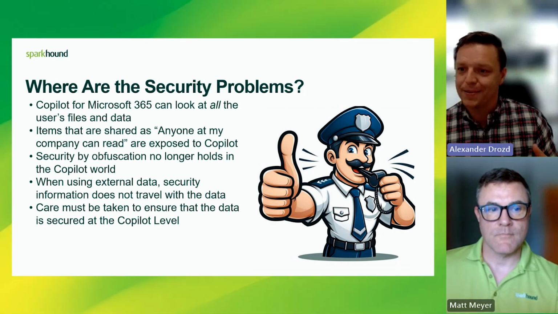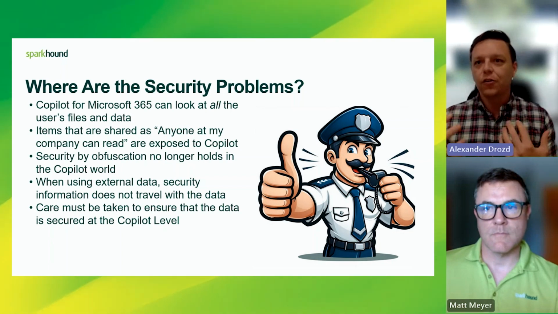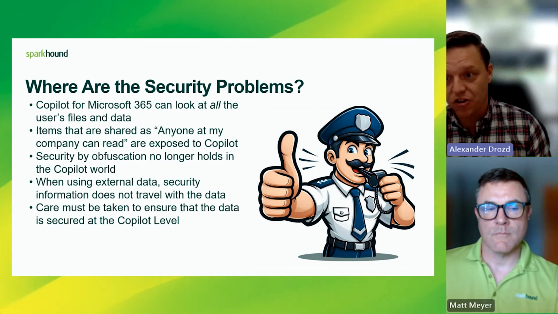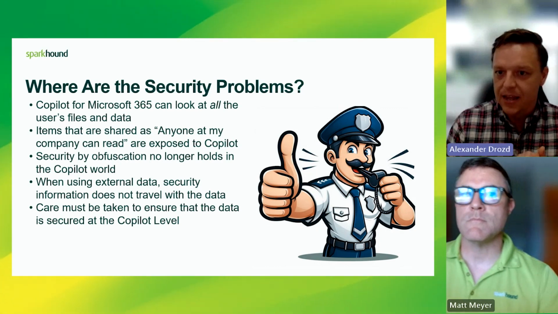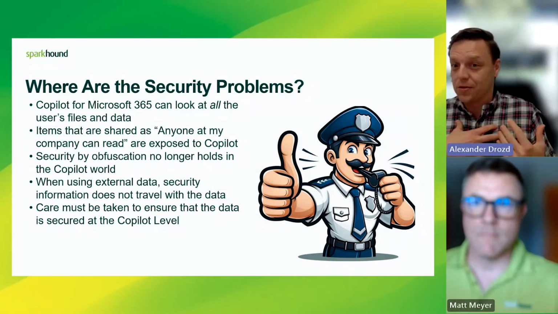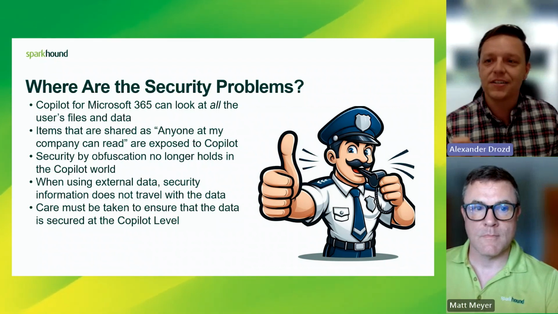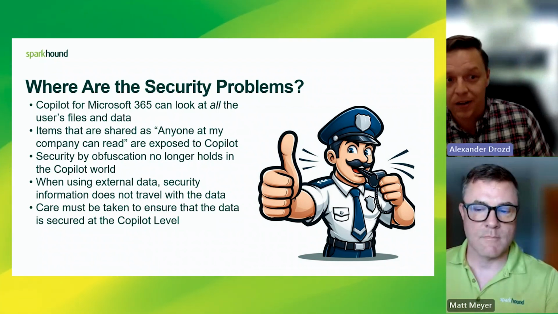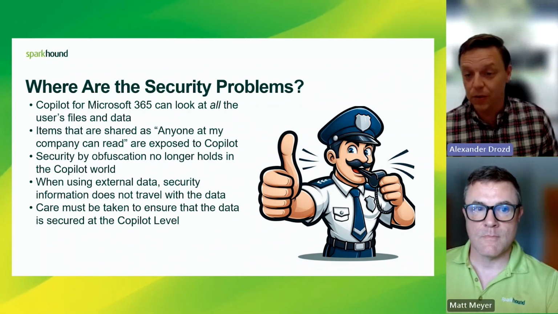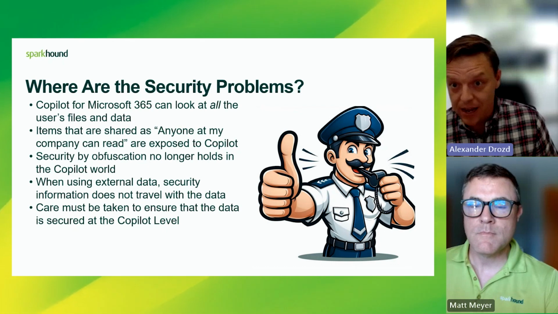This may be a time to have a little reflection with yourself. If you think internally today, how are the restriction settings for everything we have within SharePoint and OneDrive? Is it at 100% where we want it to be? Probably not. No one's perfect. We're not perfect either. This is where you have to get as close to confidence as possible, because once Copilot is turned on, any items that are shared as 'anyone in my company can read' are exposed to Copilot, and anyone in your company can read.